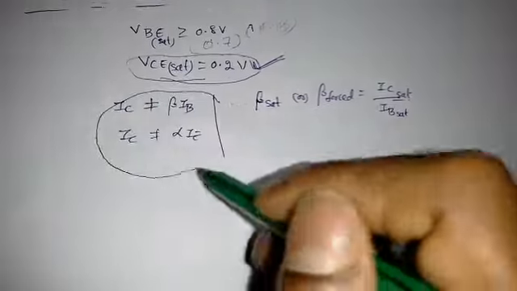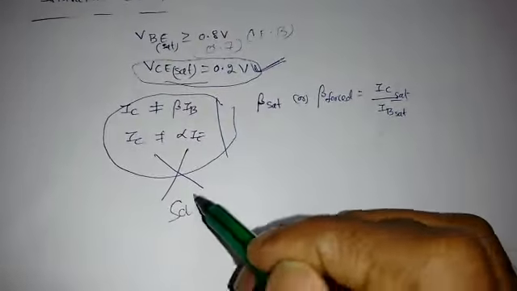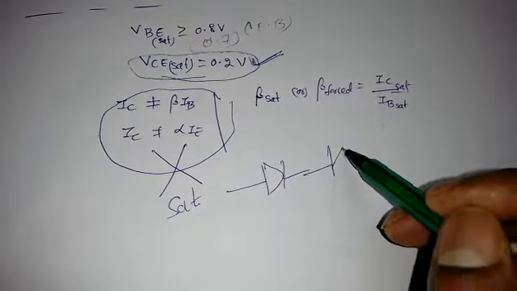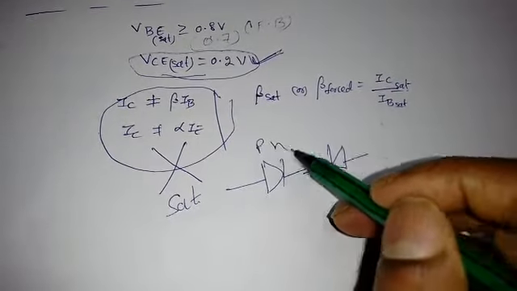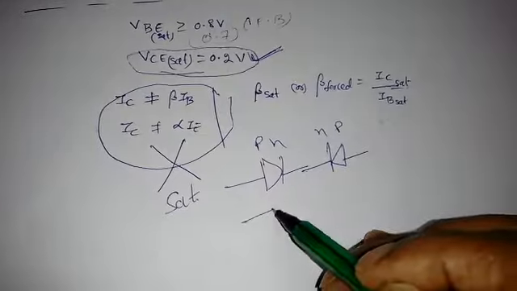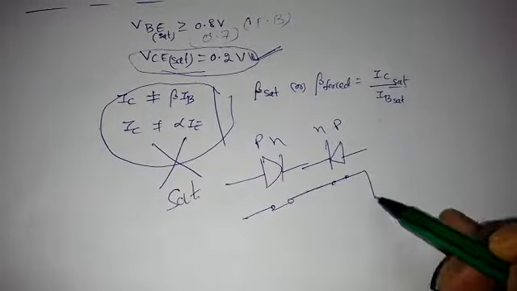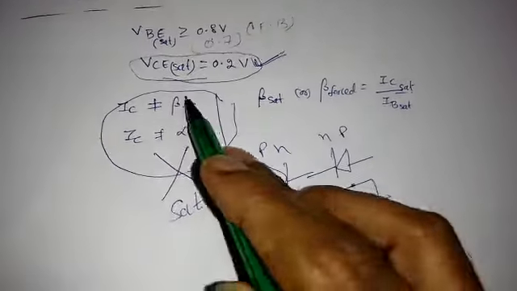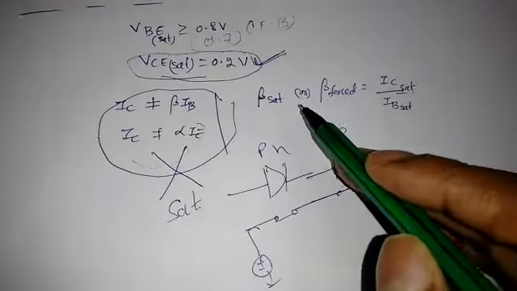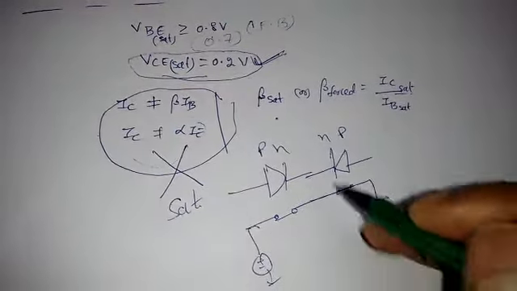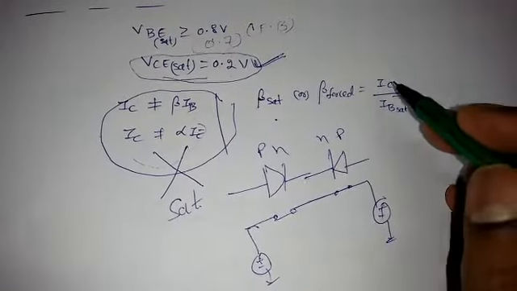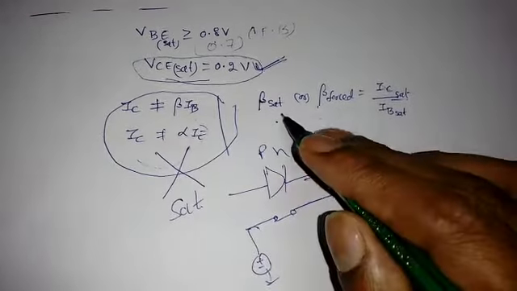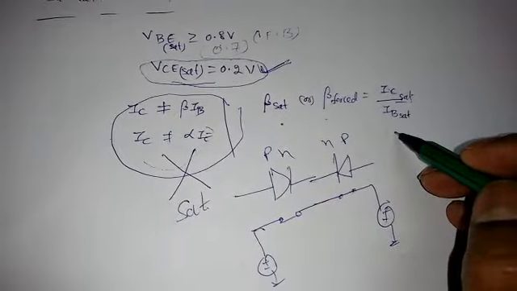But these two conditions are not valid in the saturation region, right? Why? Because whenever there are two diodes, that is P and N, or a transistor with two junctions, whenever these two are short circuited, these currents will never depend on any voltages like this. So that means these two conditions are not valid. So what we will find is beta saturation, that is, we forcefully assume that this transistor is in a saturation region, then find IC by KCL, KVL, then find IB, then we can say that beta forced or beta sat is equal to IC sat by IB sat, right?